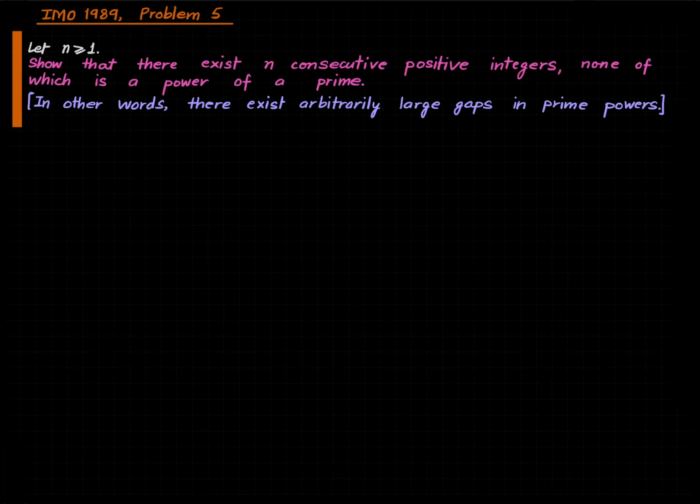So previously we have seen that you can always find for any n consecutive positive integers such that none of these is a prime. That we have seen, and we rendered it as saying that there are arbitrarily large gaps in primes. What this problem is saying is a little bit more general. It says that there are arbitrarily large gaps in the set of prime powers. So it is certainly a stronger statement, right?